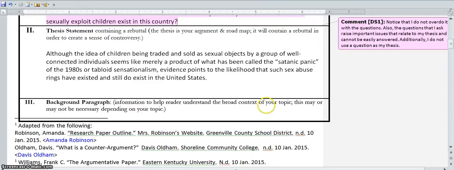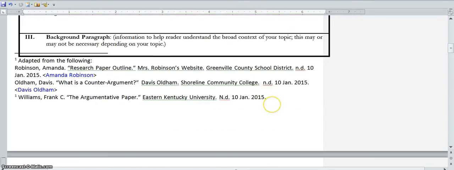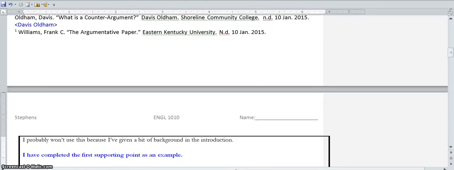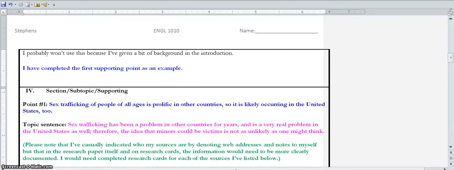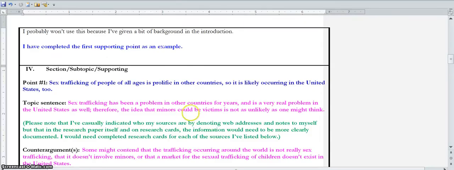Now, I've decided not to include a background paragraph because I've put a lot of background information in my introduction. So I have gone on to complete my first supporting point information as an example. This is the only one I've done, but I think it will suffice as a solid example to help you.